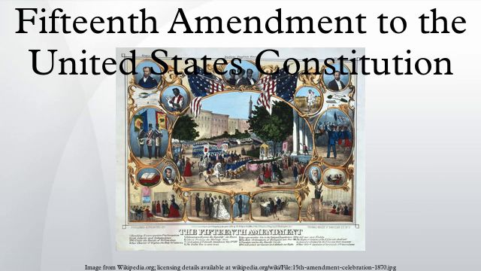Voting rights in the United States, references, notes.